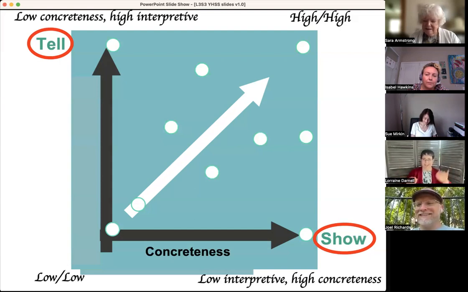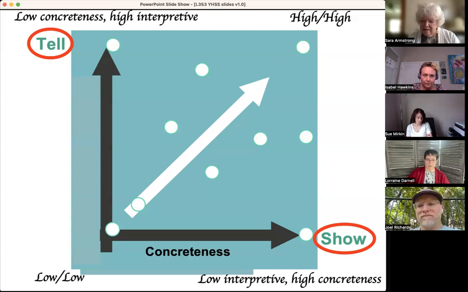That's what I'm doing. Right, so one goes up, one goes down, but you can also go anywhere on the square, and wherever you are is a given level of concreteness and a different given level of interpretive language.